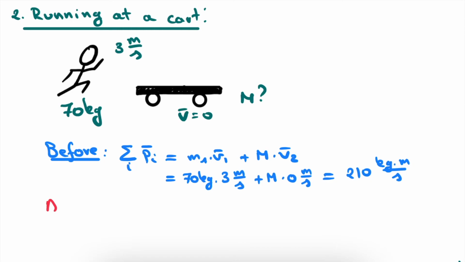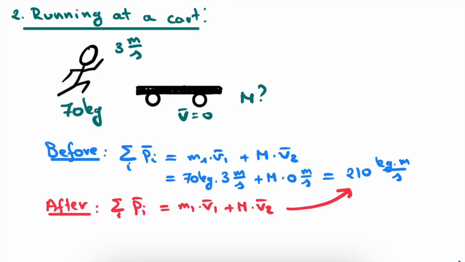Now, because we have conservation of momentum, we have, of course, that after you have jumped onto the cart, the total momentum also has to be the same. So this becomes m1 times v1 plus capital M times v2. We know that this becomes m1, your own mass, times v1, the velocity that you have after you have jumped on the cart, plus capital M, the mass of the cart, multiplied by v2, the velocity of the cart after you have jumped on it. And we know, of course, already that this sum will have to be equal to 210.